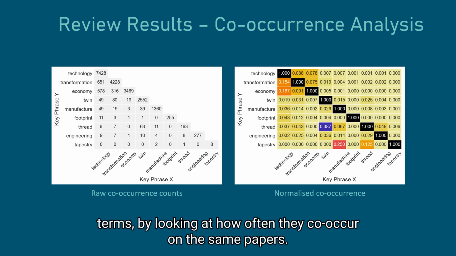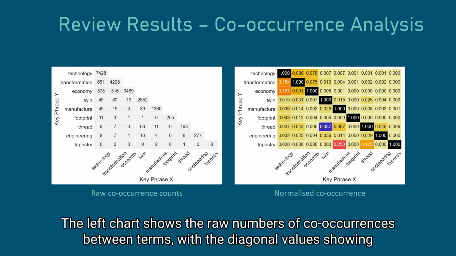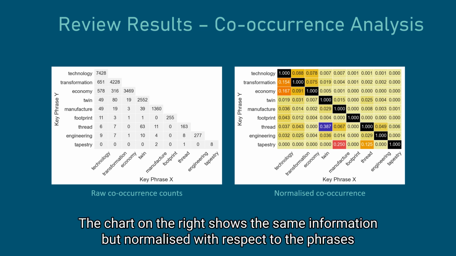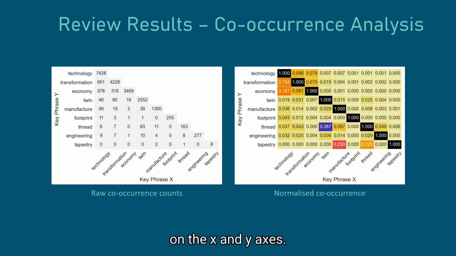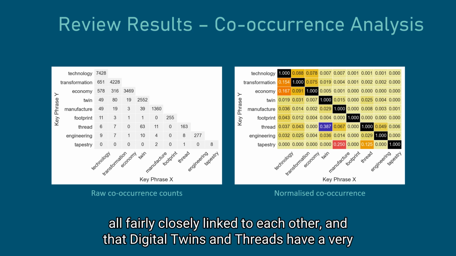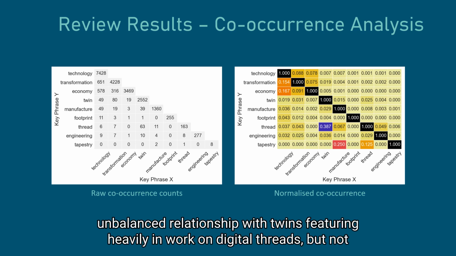This co-occurrence analysis was conducted to identify the links between the different terms by looking at how often they co-occur on the same papers. The left chart shows the raw numbers of co-occurrences between terms, with the diagonal values showing the total number of occurrences of each individual phrase. The chart on the right shows the same information, but normalized with respect to the phrases on the X and Y axes. The key findings from this are that digital transformation, economy, and technology are all fairly closely linked to each other, and that digital twins and threads have a very unbalanced relationship, with twins featuring heavily in work on digital threads, but not vice versa.